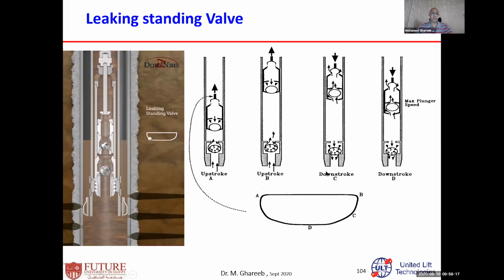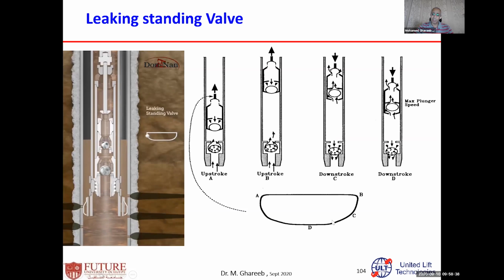Vice versa for the standing valve. It's the same. If you find the standing valve has some leak problem, you'll find the lower part of the dynamometer card has this shape and this curve. And this is also an animation of that. While we are going down, this should hold all the load, all the flow. But while going down, part of this load is leaking here.